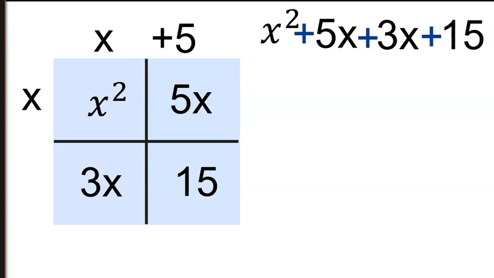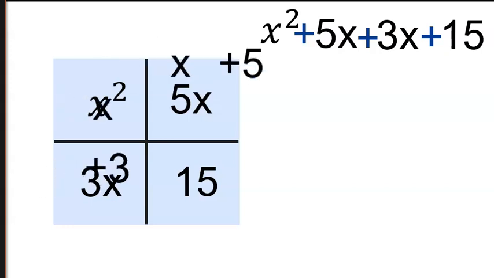Next, I look at the 3x and determine that 3 times x will give me 3x, so I need a 3 on the bottom left of my box. Then finally, I look at the 15 to make sure that the 3 and the 5 that I found will multiply to get 15. Now that I have found the length and width of my rectangular box, I can write the area of this rectangle in factored form.